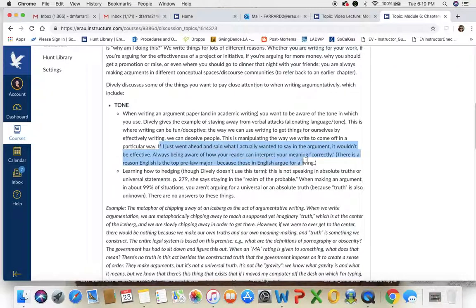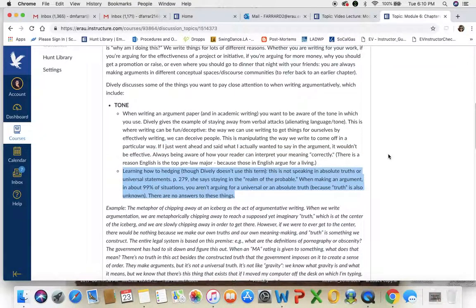And I say here, right, if I just went ahead and said what I actually wanted to say in the argument, it wouldn't be effective, because it would probably just come off as a lot of verbal attacks. Rather than saying, this is my argument and this is why I'm right, couch it in a rhetorical way, with a tone that does not make the reader want to stop reading, because that's your goal: you want the reader to read through what you have to say. Even if they disagree with you, you don't want to lose your reader. And one of the ways you can lose them very quickly is through that alienating language, alienating tone, and those verbal attacks.